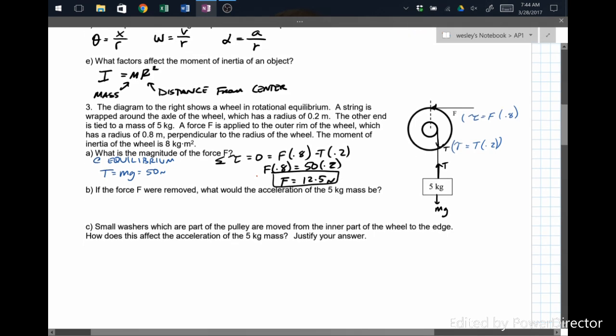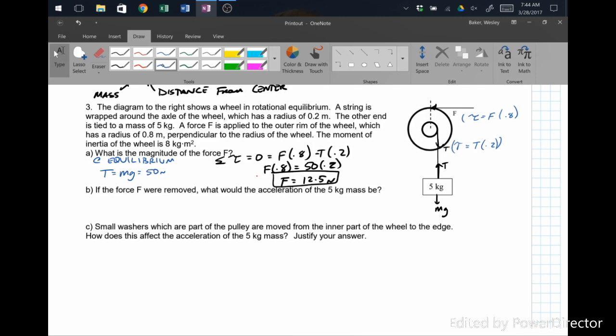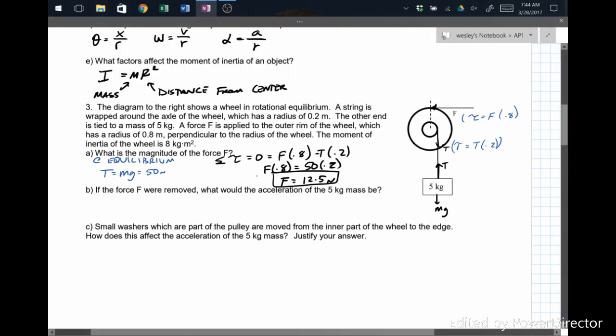If F were removed, what would the acceleration of the 5 kilogram mass be? Well, if F were removed, my net torque would no longer be 0, it'd be I alpha. And what I'd have is tension times radius. But because we're accelerating now, the net force would be mass times acceleration for the 5 kilogram object, and it'd be mg minus the tension.